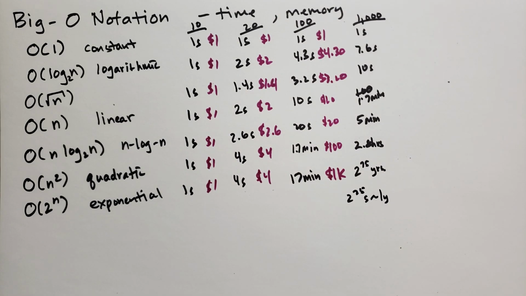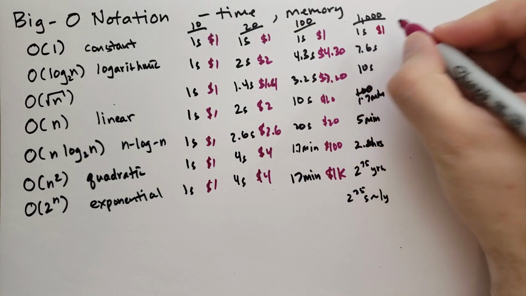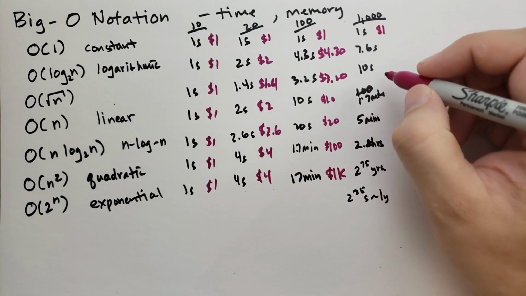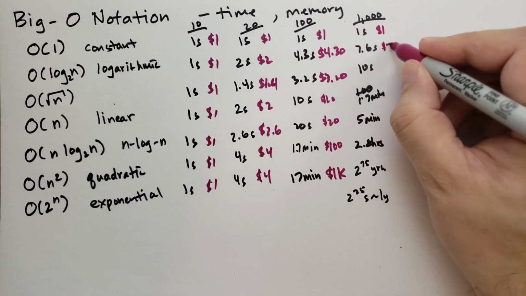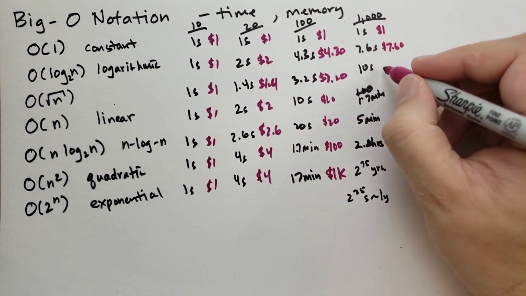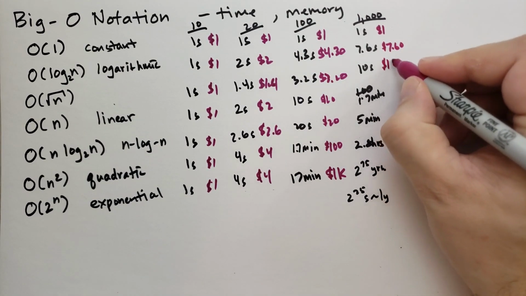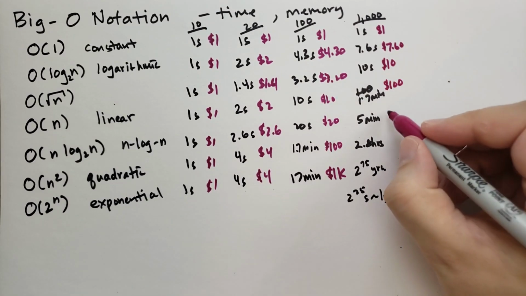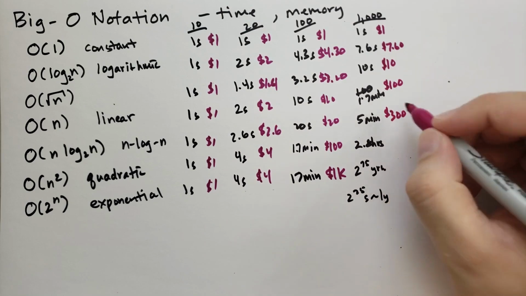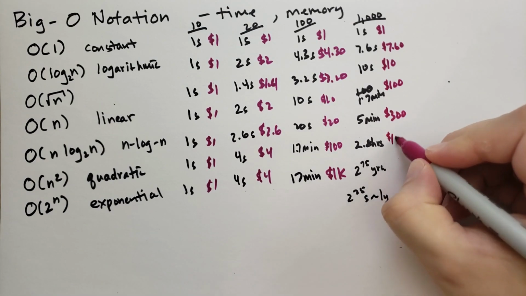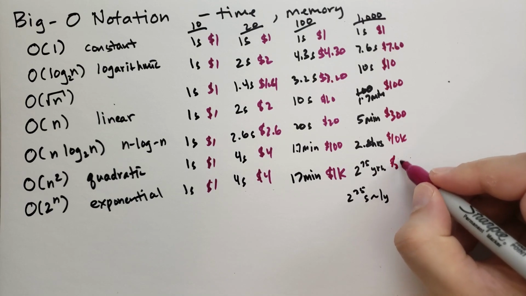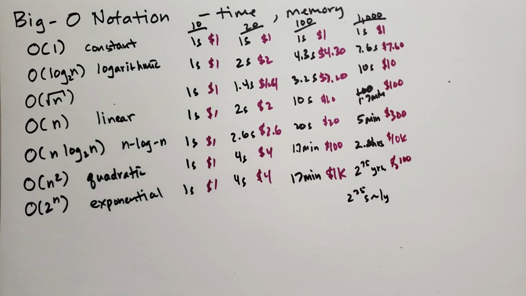In terms of how much memory you need to buy, you still only need $1 of memory for the constant memory algorithm. $7.60 here, $10 of memory here. Here you need $100. Here you need $300. And then here you need $10,000. And for this one, you need the insane amount of money, 2 to the 100. So we're talking in the neighborhood of Google.